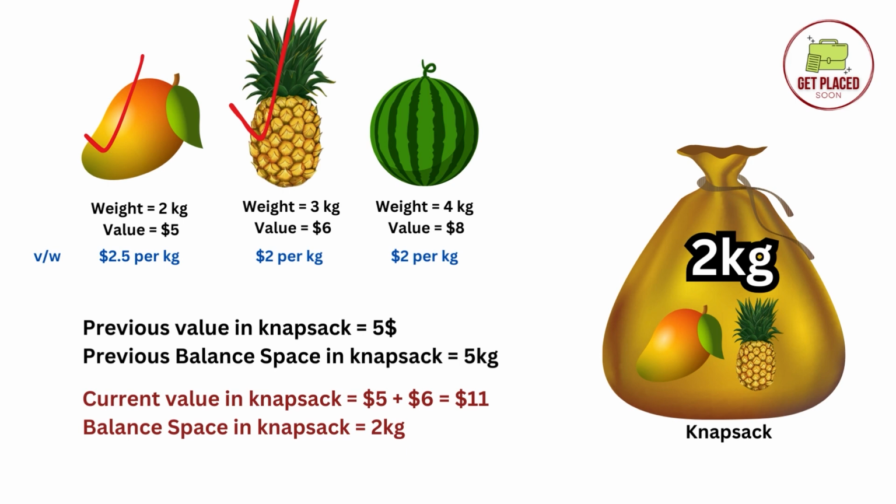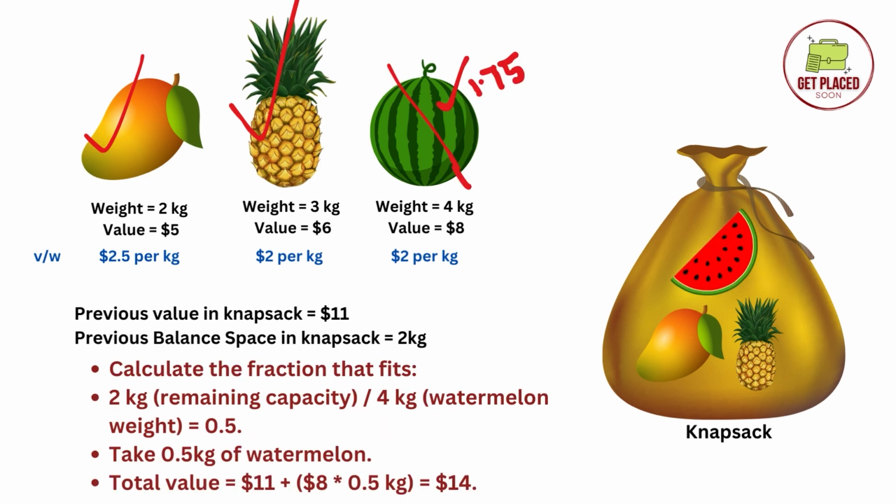Now in the 2 kg, can we add the 4 kg watermelon? No, we cannot add a 4 kg watermelon in 2 kg because it will not fit. But just because it's a fractional knapsack, we can add a fraction of watermelon. If it were a 0-1 knapsack, you could not add a fraction. You would just stop here and not touch the watermelon at all. This is fractional knapsack. You can take a fraction of the watermelon.